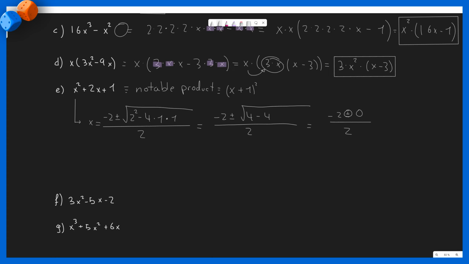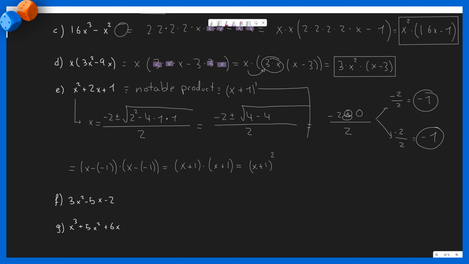If we use the plus sign, we will get minus 2 divided by 2, which equals minus 1. If we use the minus sign, we will get minus 2 divided by 2 equals minus 1, getting a double root, and as a result, having two solutions. Therefore, we will have to write x minus our solution, minus 1, times x minus our solution, minus 1. This is equal to x plus 1 times x plus 1. And this is equal to x plus 1 squared, the same result I showed you at the start. So that would be our solution.